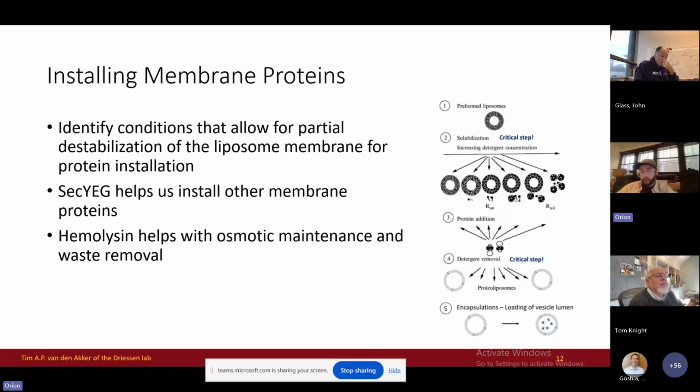Liposomes are very fragile, and I'll get into that a little bit more. One of the reasons why they're so fragile is their sensitivity to osmotic conditions. Adding in the hemolysin might give us the ability to have more relaxation in that osmotic system, as well as the removal of waste products in such a way that would maybe benefit the actual transcription and translation reaction.